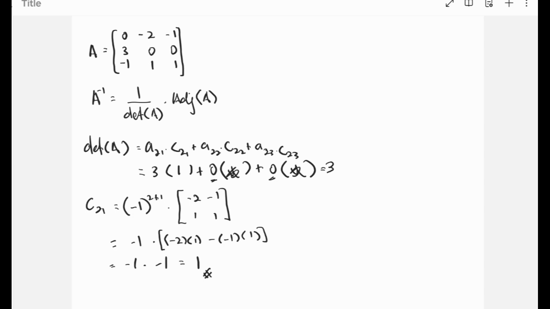So basically we can calculate the inverse. To calculate the inverse, we already have the determinant. Next we need to calculate the adjoint. The formula for the adjoint, if you can remember, is the transpose of the cofactors of each element. So now we need to look for the cofactor of each element. So let's do that.